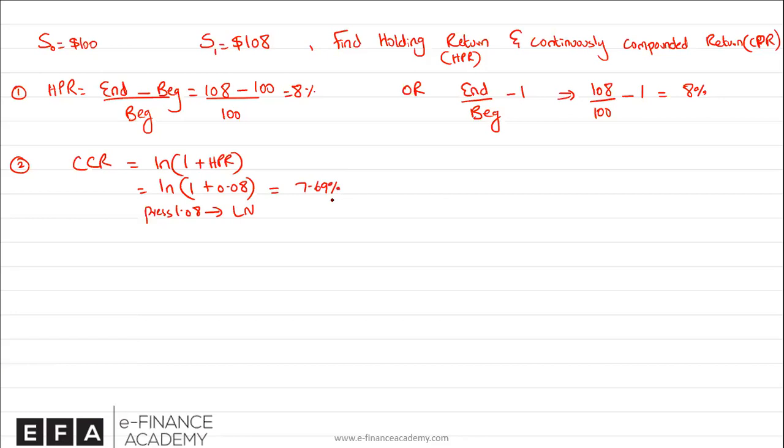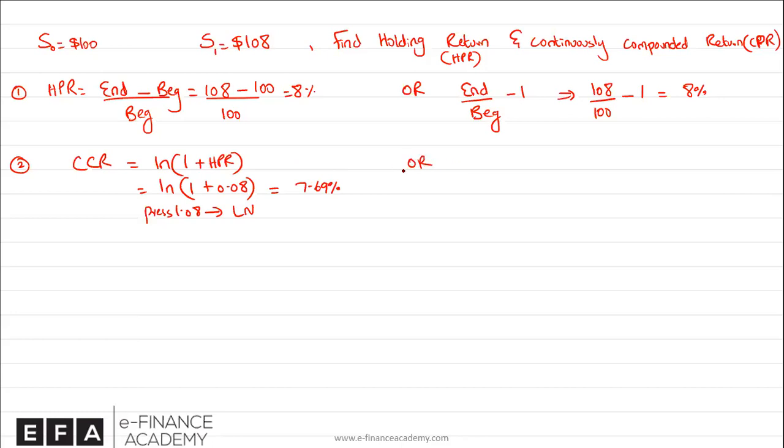7.69%. Well, what that means is if you invest $100 today and that $100 grows continuously at a rate of 7.69% for a year, your stock price will actually become $108. All right, so that's how you will do it.